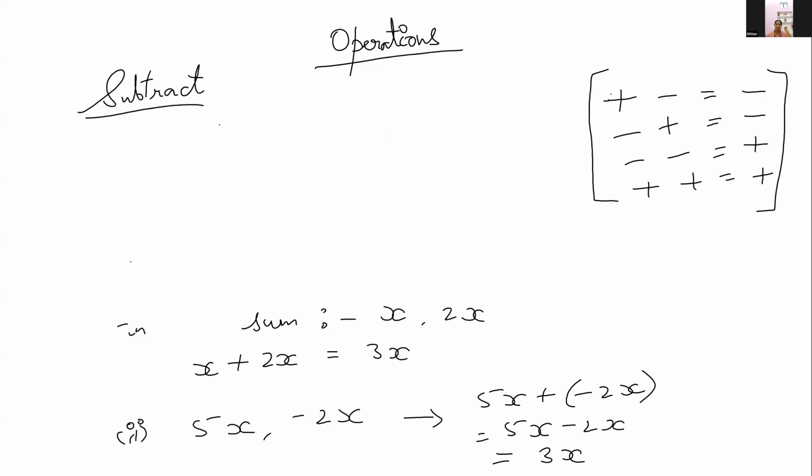Okay, now suppose let's take an example: minus 5 minus 3. So what will I do? Both numbers are minus, minus, so we will add them. And the sign of the bigger number, that is minus in the 5, so we will put minus.